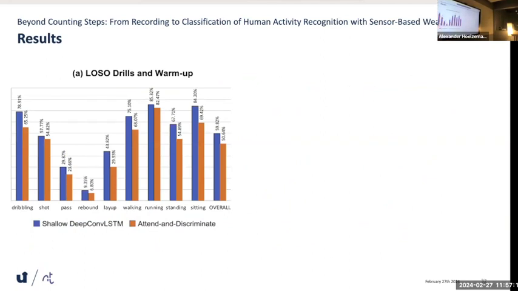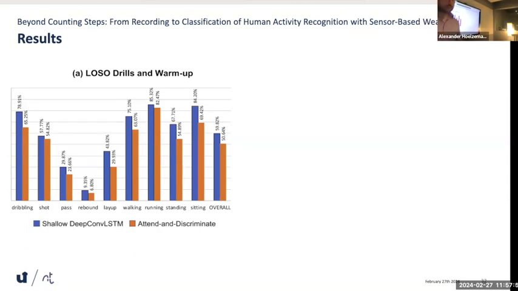We trained 2 different deep learning architectures on our data in 2 different training and testing situations. On the left side, you see here now training on drills and warm-up, but we did not include the game yet. So this is now a controlled environment. You can see that dribbling, shooting, doing a layup, walking, running, standing, and sitting are overall recognized quite well. Passing and rebounding more or less. Rebounding is less than 10%, which in a 9 or 10 class problem is more or less guessing.